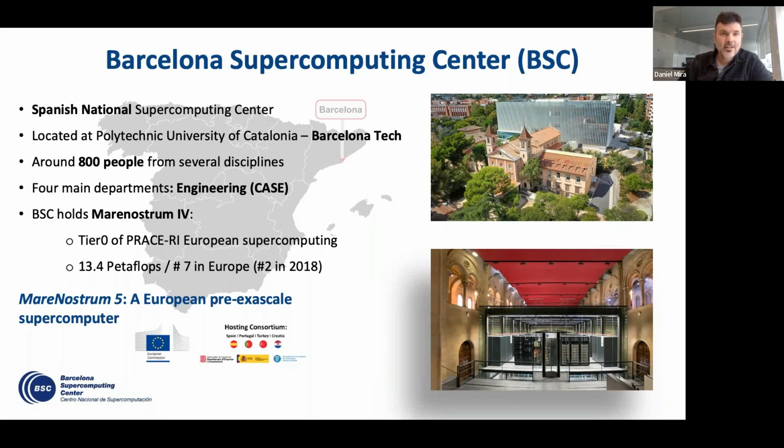We work in the engineering department, and we have quite close ties with the MareNostrum supercomputer that is hosted in our institution. MareNostrum is a Tier 0 supercomputer from Europe, which means that it is in the group of the largest supercomputing infrastructures that we have. Now we are waiting for the next supercomputer, MareNostrum 5, that will be in operation at the end of this year.